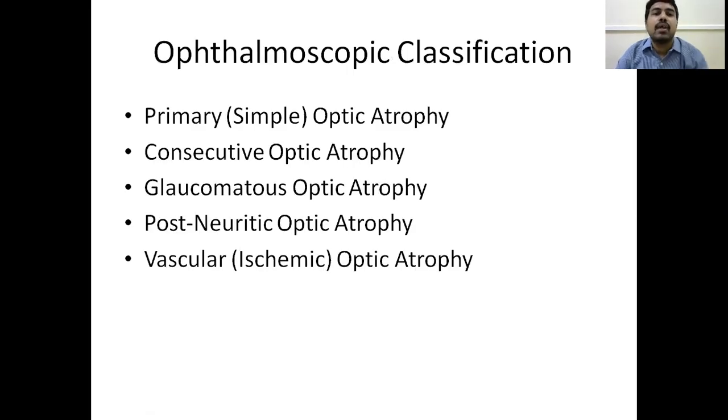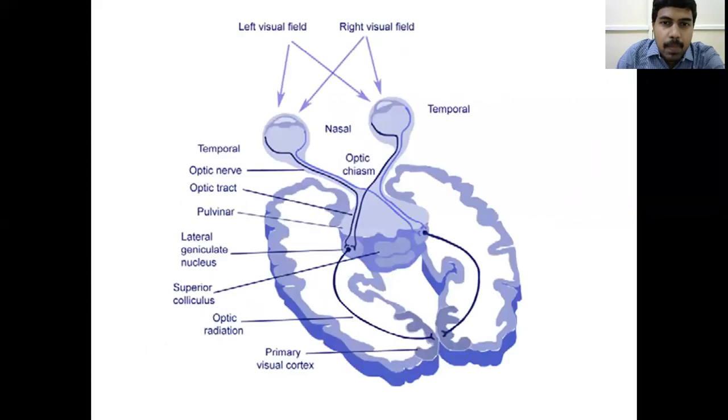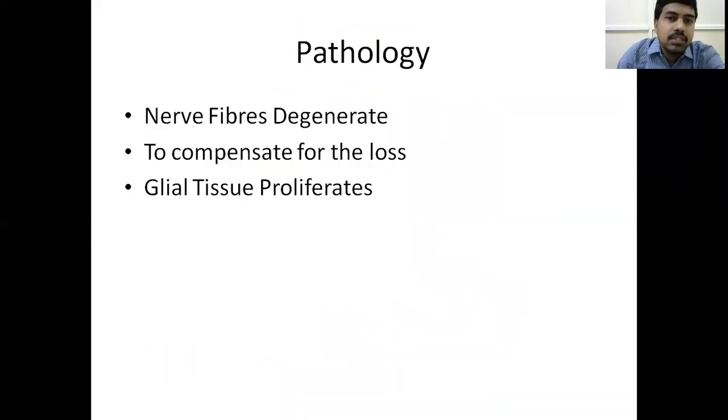But always remember to write this: primary, consecutive, glaucomatous, post-neuritic, and vascular. This is the most important one which you have to mention. Along with it, if you mention ascending and descending, it is very good. But main is this part, ophthalmoscopic classification.